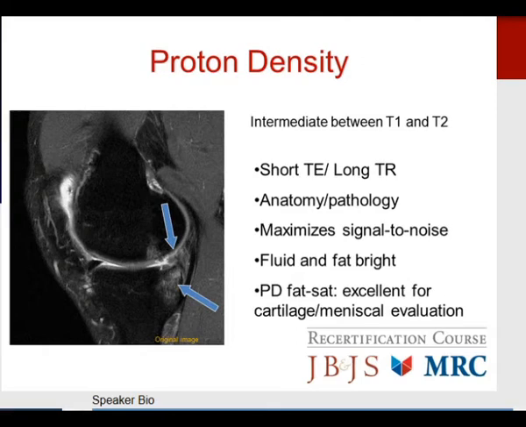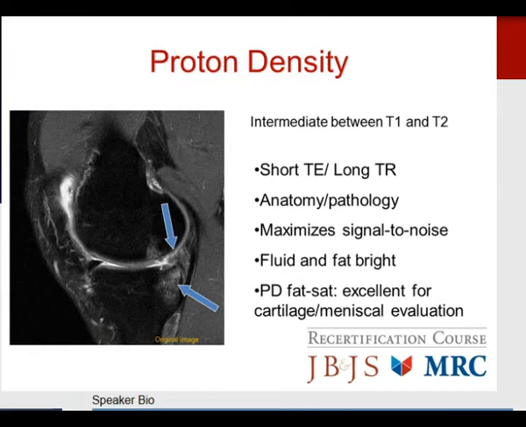The proton density sequence is really an intermediate sequence between the T1 and T2 weighted sequences. It has really the benefit of both T1 and T2. It's a very high signal to noise image, so it has very high spatial resolution, but it also has the bright signal associated with water. So we see a high anatomic detail and the pathologic image of high signal within the water.